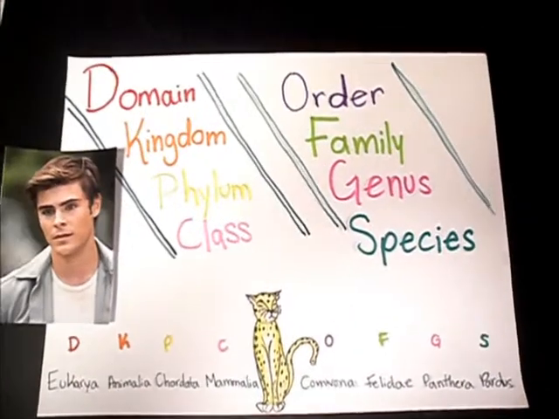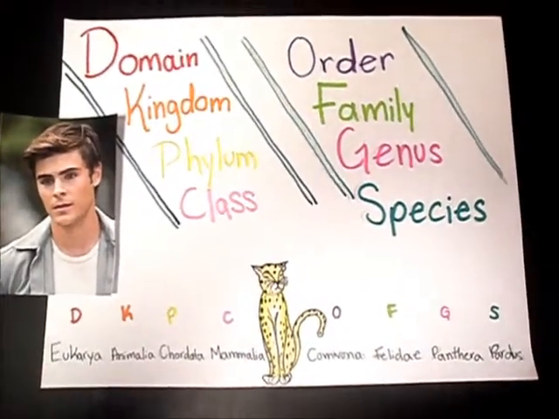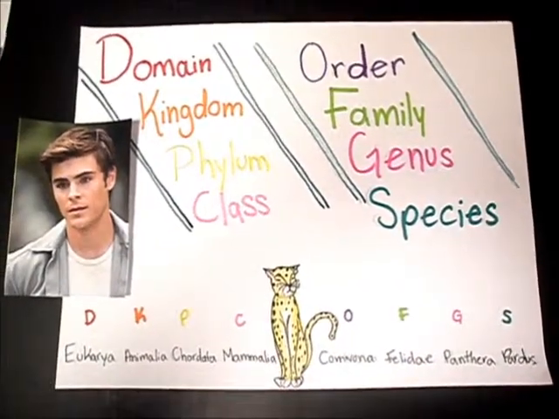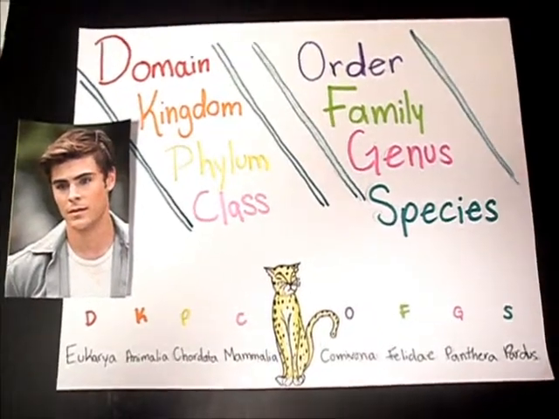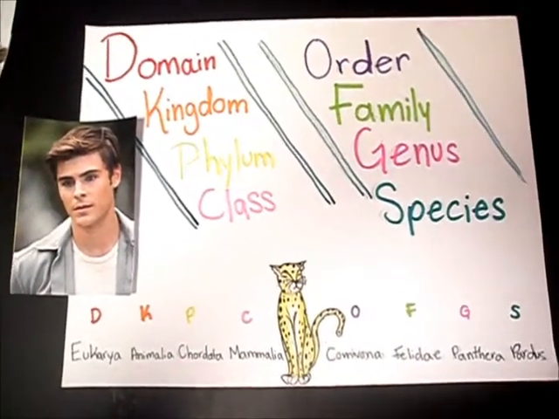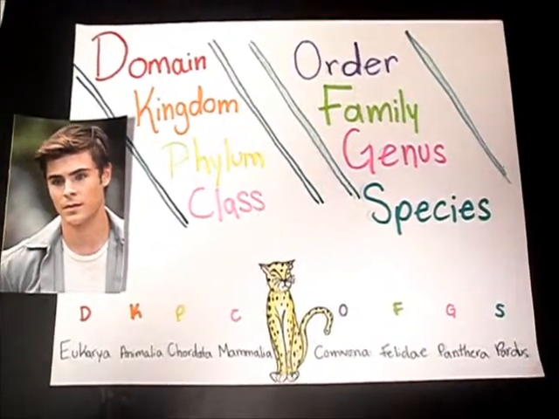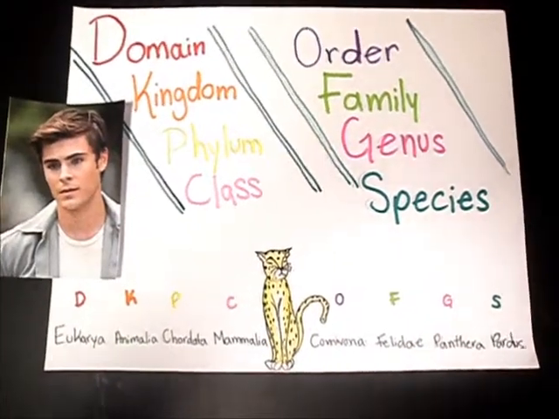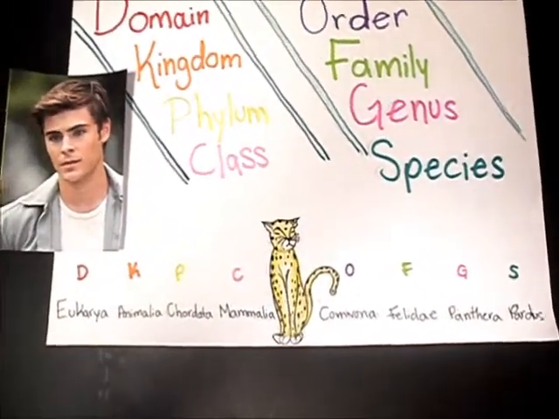Alright, so the first thing we're going to talk about are the classification basics. There are 8 levels of classification: domain, kingdom, phylum, class, order, family, genus, and species. Domain is our largest group, going all the way down to the species, which is the smallest.